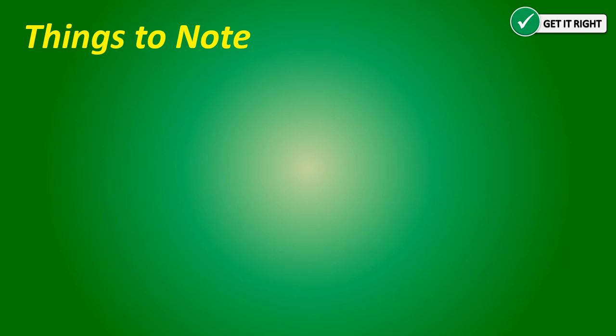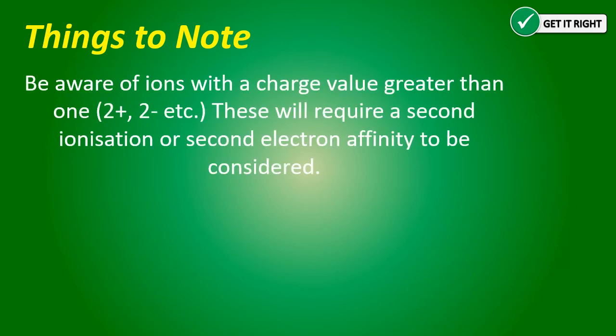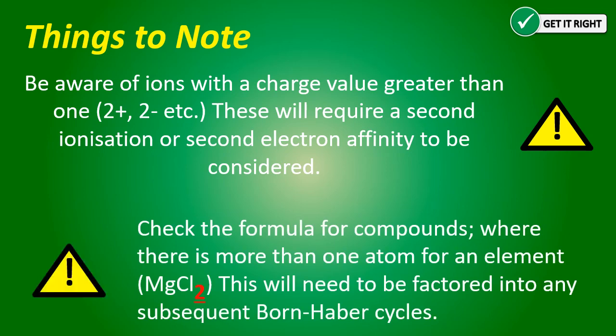Okay, a couple of things to remember. I've covered these in lesson 2 in your notes. 2 plus ions, 2 minus ions, a second ionization energy or second electron affinity. So you need to consider that. You also need to consider that in terms of any calculations that you do. And then checking the formula.